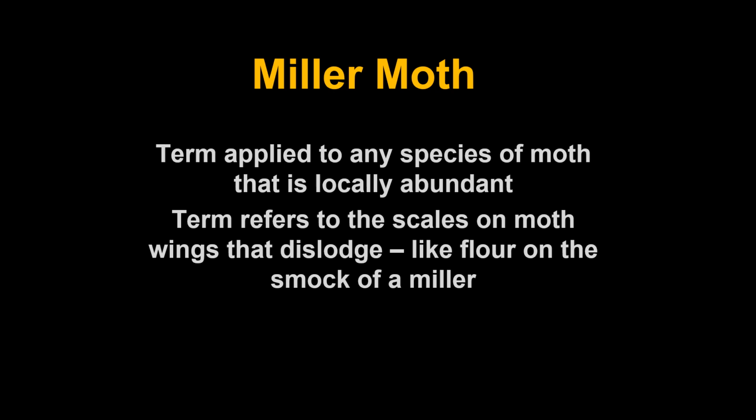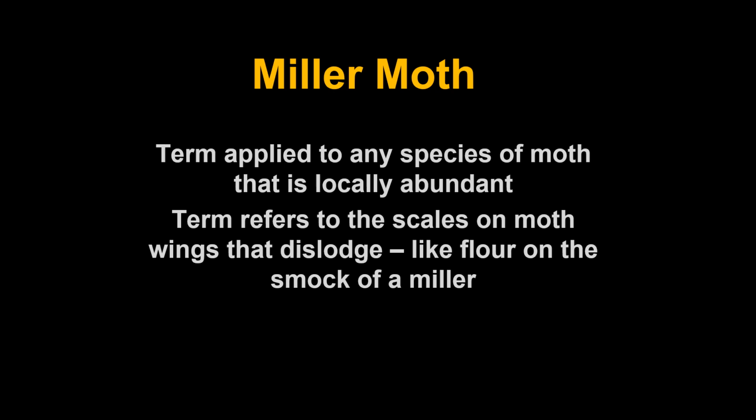Now, this term miller moth, let me just say, is not a scientific term. It's a term that people give to a moth that is locally abundant. And why do they call a moth that's locally abundant a miller moth? It's because moths have scales on their wings, and those come off. They're kind of like dust or flour. And someone who mills grain is a miller. And if you mill grain, you get flour on your clothing. So these are miller moths.